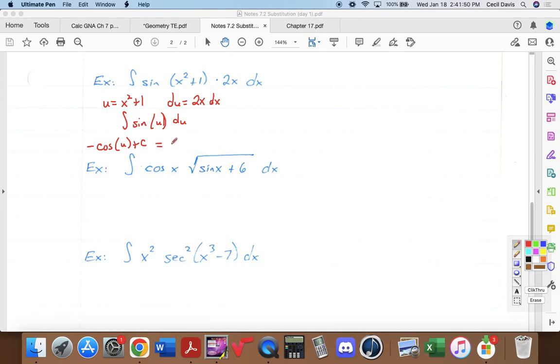And then we always have to replace the u with what it was equal to in terms of x. So this is negative cosine of x squared plus 1 plus c.